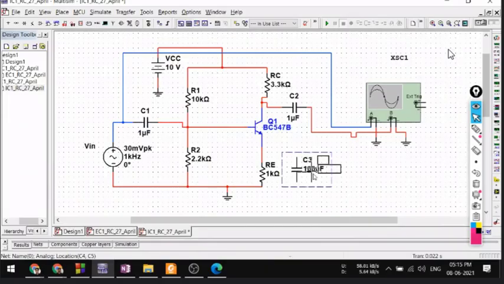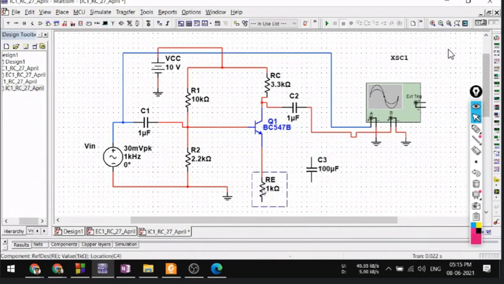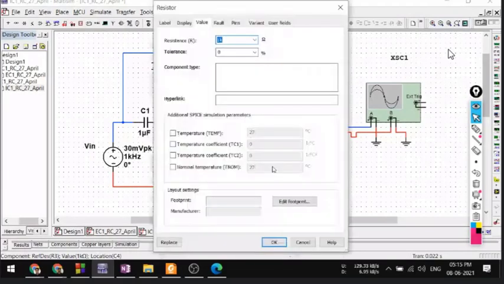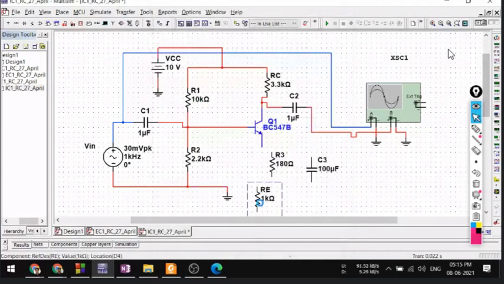Okay, what I will do is I will divide this resistance into two parts, right? So this will be 180 ohm unbypassed, right? And this will be 820 ohm, which is bypassed.